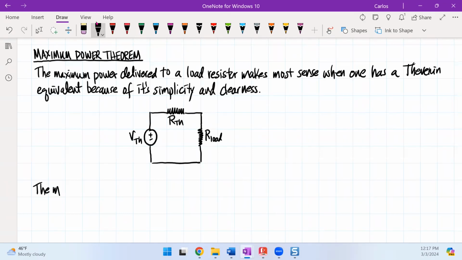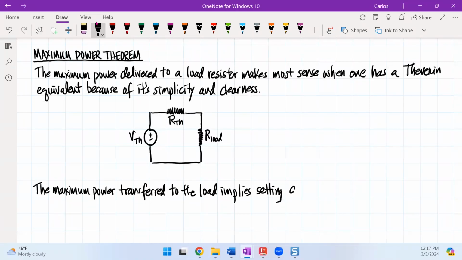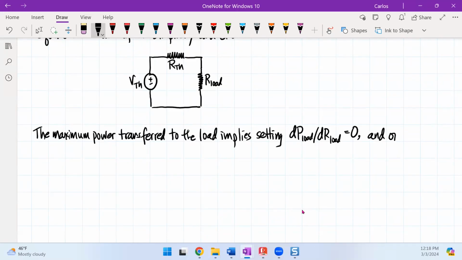The maximum power transferred from the power supply to the load implies setting dP load with respect to the R load to 0. And one determines the critical point.